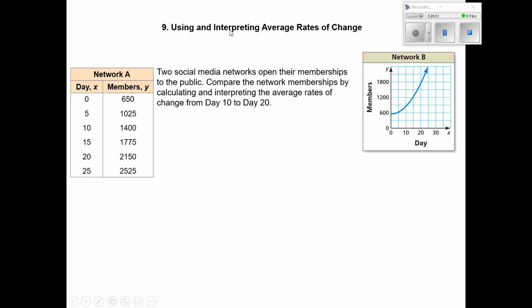All right, let's go to number 9, interpreting the average rate of change. I'm using network A, which is a table, and then network B, which is a graph. I can look over here and see that the 2 social media networks open their membership to the public. Compare the network membership by calculating and interpreting the average rate of change from day 10 to day 20. Day 10 was 1,400, day 20 was 2,150, which means I can take 2,150 minus 1,400 and put it over 20 minus 10.